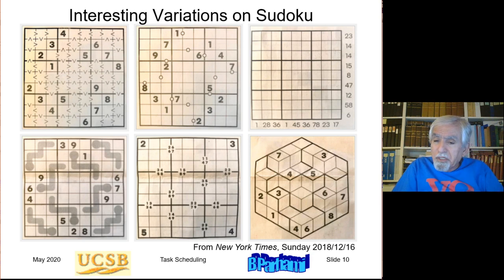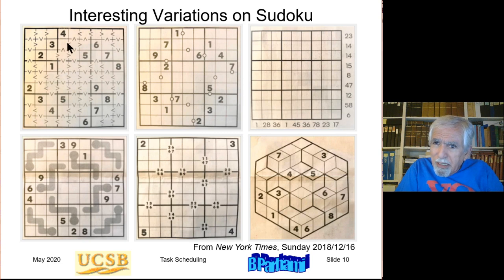Here are a whole bunch of other variations. If you're interested in reading about what these are and how you solve them, on this slide, the PowerPoint file contains a notes section at the bottom. The notes associated with this slide actually describe how these games are played. Some of them are easier to describe.